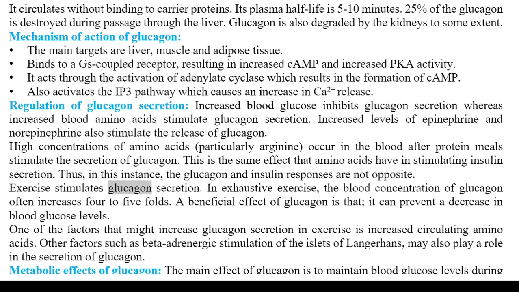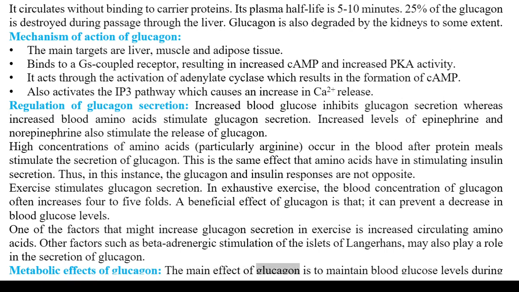Exercise stimulates glucagon secretion. In exhaustive exercise, the blood concentration of glucagon often increases 4 to 5 fold. A beneficial effect of glucagon is that it can prevent a decrease in blood glucose levels. One of the factors that might increase glucagon secretion in exercise is increased circulating amino acids. Other factors such as beta-adrenergic stimulation of the islets of Langerhans may also play a role in the secretion of glucagon.